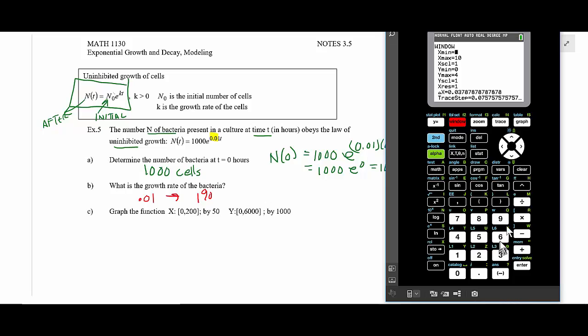All right, now for the window, let's go 0 to 200. You just have to play with this a little bit. Let's scale by 50. Just follow what's on your handout. And then for the Y's, let's go 0 to 6,000, and scale that by 1,000 like that. The one thing you want to understand is your Y value has to be above 1,000. That's what you have to know so you don't waste a lot of time figuring out your window.